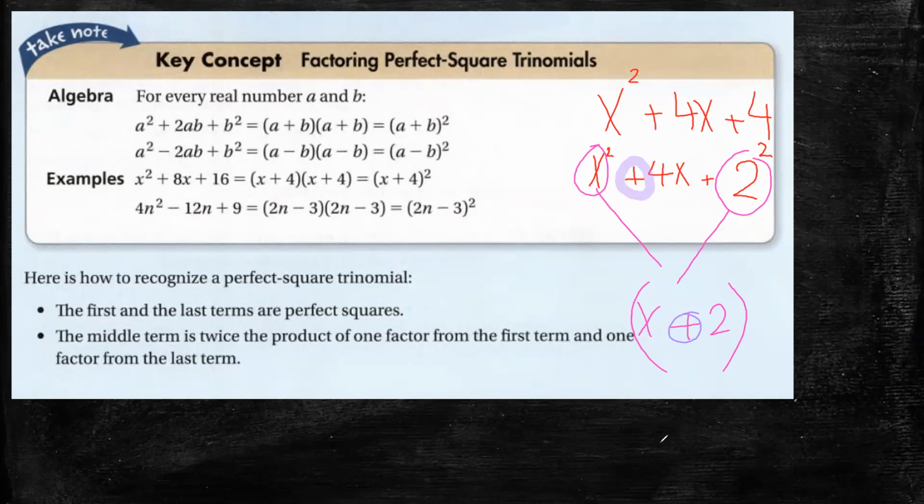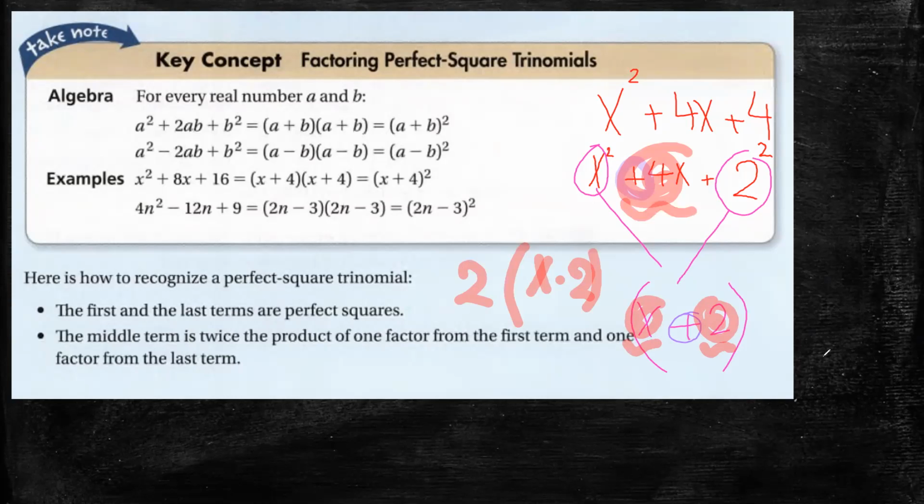Then the second step, I will check if the middle term here is 2 times the first and the last term. Let's see. What we have here, we have x, and here we have 2. If you multiply this x and this 2 by 2, what will you get? We get 4x, is it right?